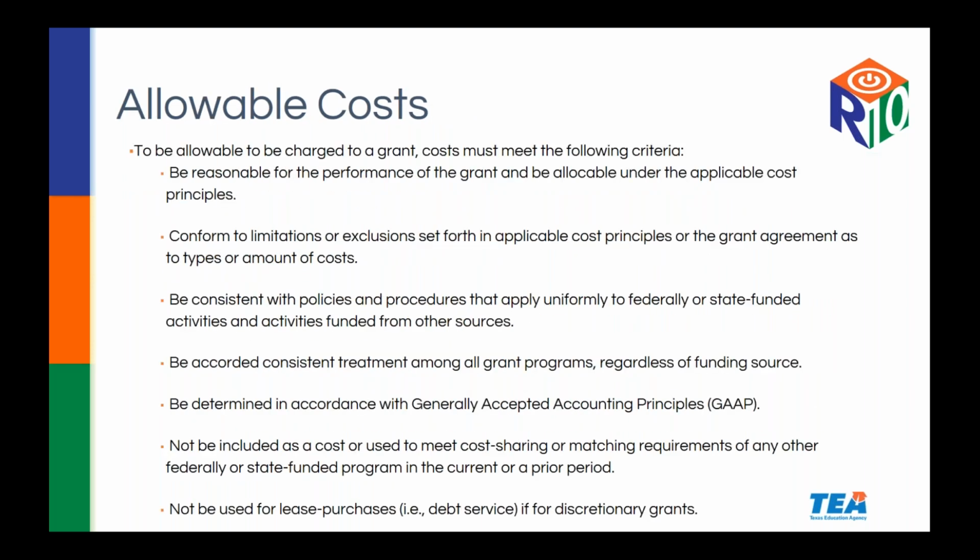When you're looking at allowable, in order for a charge to be submitted towards the grant, it should be reasonable for the performance of the grant and allocable under the applicable cost principles. It also must conform to limitations or exclusions set forth. It should be consistent with your policies and procedures, be accorded consistent treatment among all of your grant programs, regardless of the funding source, be determined to be in accordance with GAAP, not be included as a cost or used to meet cost sharing or matching requirements, and not be used for leases or purchase.